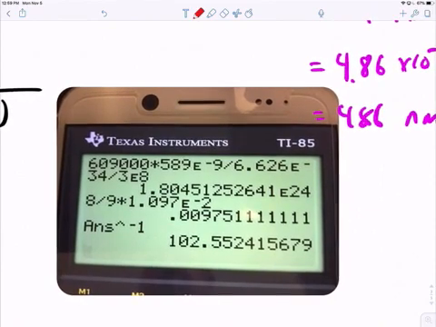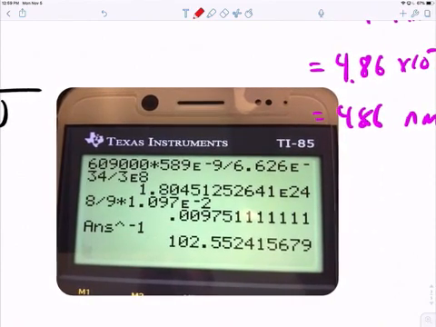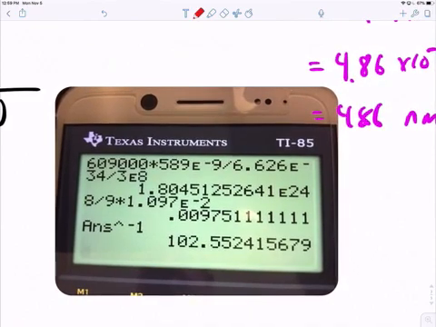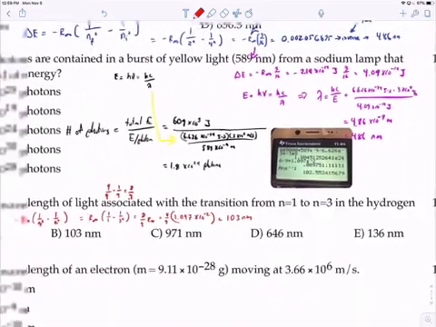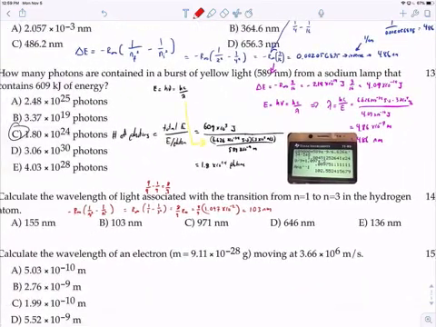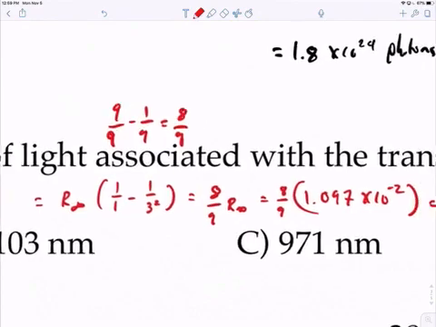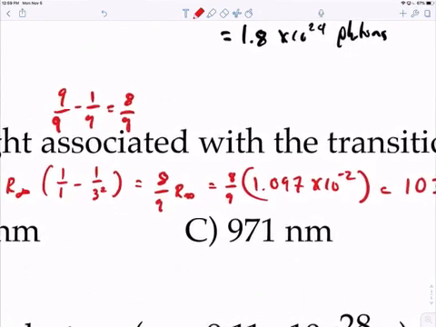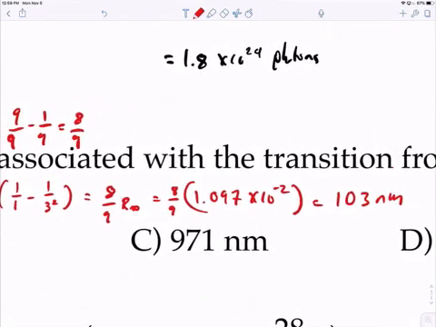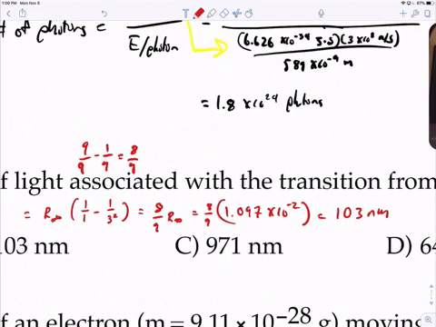So that's how you do the inverse. You can do answer to the -1 power, or you can just type 1 divided by that whole string. So this one here, wavelength of light from n equals 1 to n equals 3. It's 1 over the n squared, so it's 8/9 Rydberg. And then you can do it the long way like I did before, or using this value of the Rydberg constant. Whichever way you prefer. I'm just doing it this way now because it's faster.